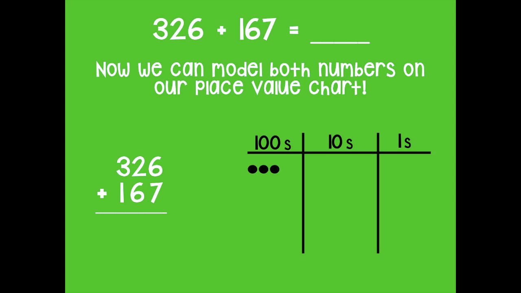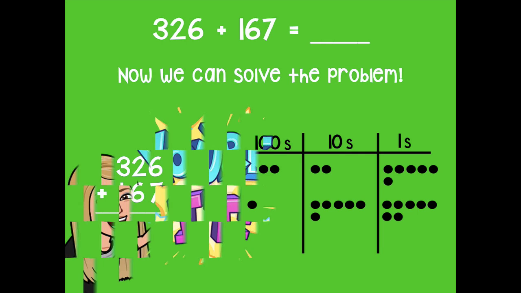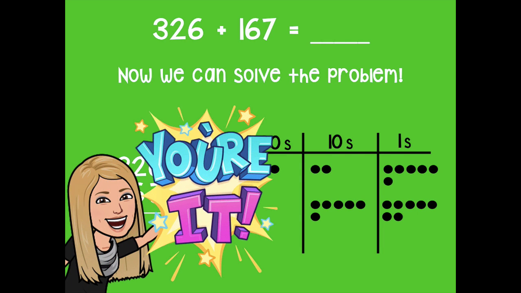All right, friends, so here we have 3 hundreds, 2 tens, and 6 ones for 326. Then to model 167, we would have 100, 6 tens, and 7 ones. Now, remember you have to start in the ones place. So you guys are going to solve this problem on your own now. Start in the ones place. Remember, if you have more than 10 ones, you can compose a 10, right? You can make a new 10. If you have more than 10 tens, you can make 100. Okay, so you guys are going to pause the video, solve this problem with your place value chart in the vertical form, and then click play when you're ready to go over it together.